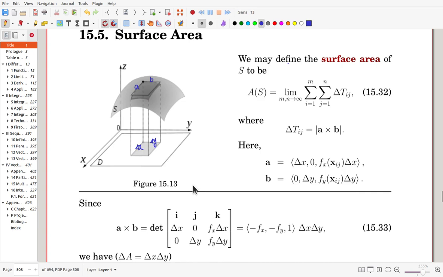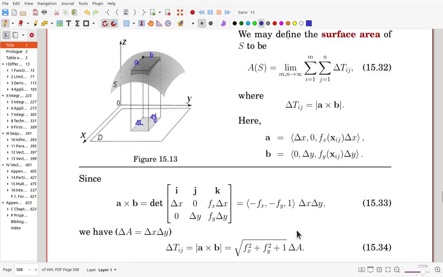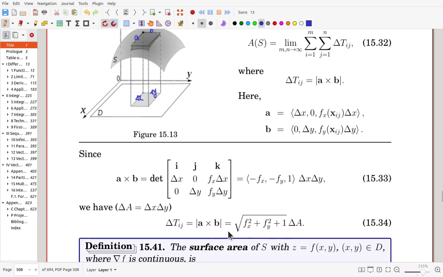Now let's try to get A cross B. By using a well-known formula, we can get the determinant of i, j, k, vector A and vector B. After getting the determinant, we reach this vector. So its length can be here square root of f_x squared plus f_y squared plus 1. And delta x delta y can be written as delta A.